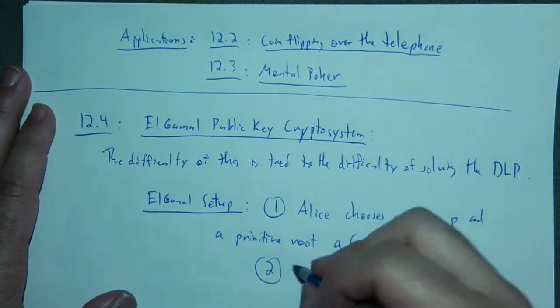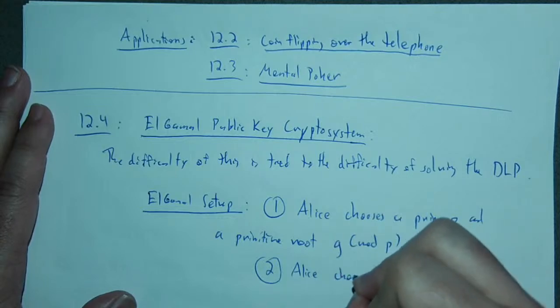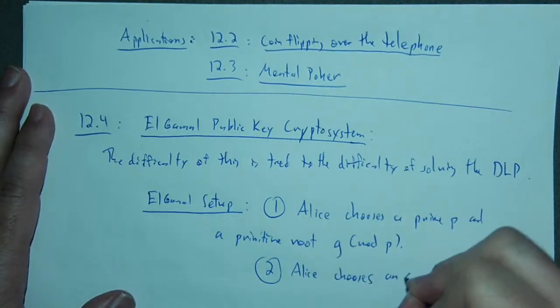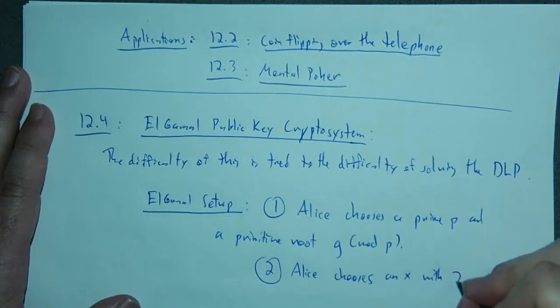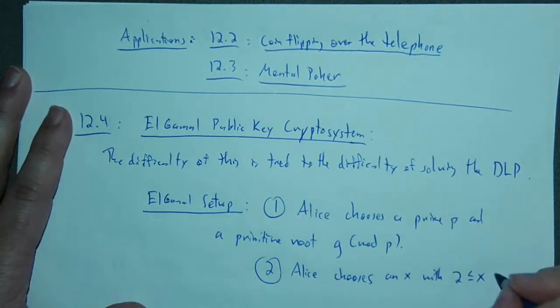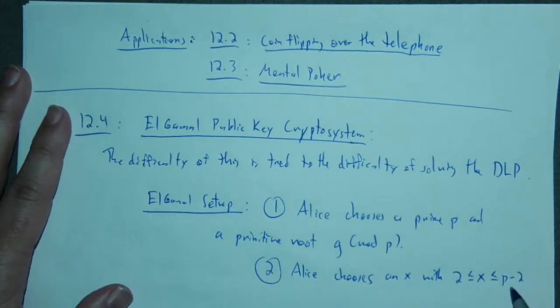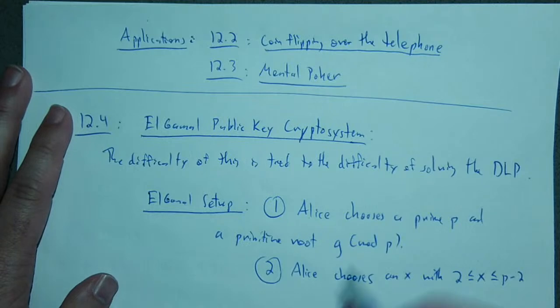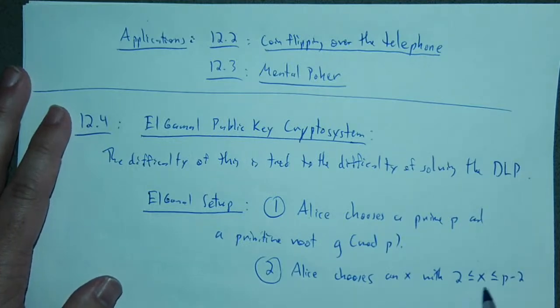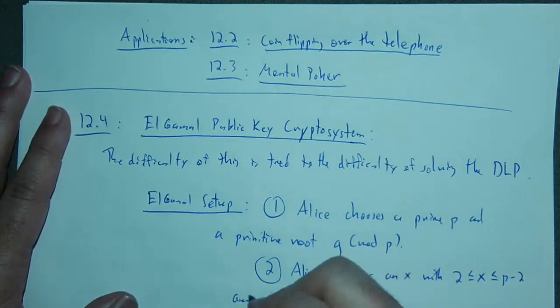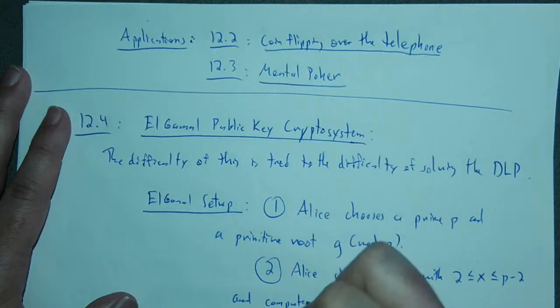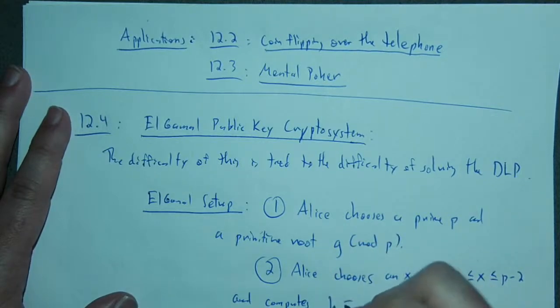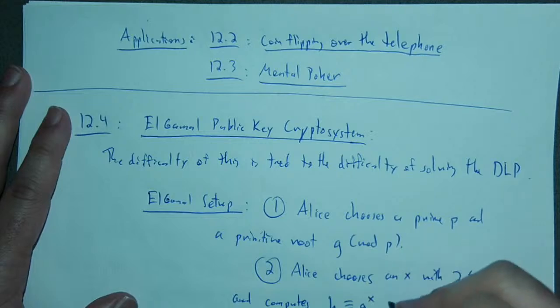And secondly, Alice chooses an x with x between 2 and p minus 2. Of course, it's p minus 2 here because g is a primitive root mod p. So if x were p minus 1, then raising g to the p minus 1 would be 1. So Alice chooses an x between 2 and p minus 2 and computes h, which is g to the x mod p.